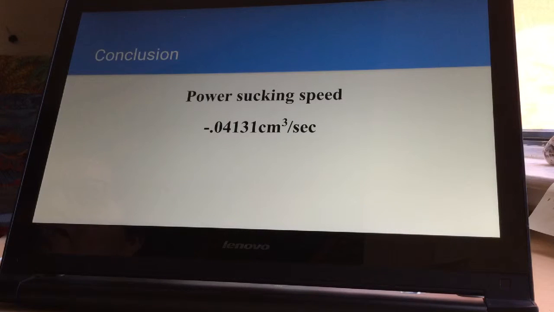In the end, the sucking power per second is negative 0.04131 centimeters cubed per second. How we found this was by adding all the rates of change of the volume together, then dividing by 11, which is the number of trials that we had, to find the average rate of change of the volumes. The result is our number, and it has to be negative because it reflects a decrease of volume throughout the entire experiment.